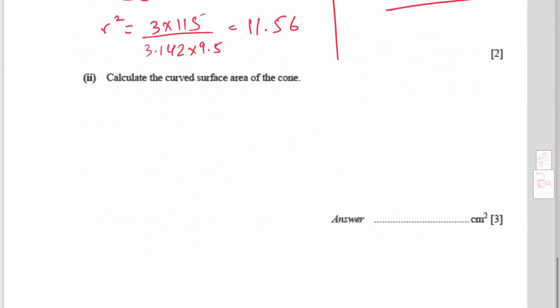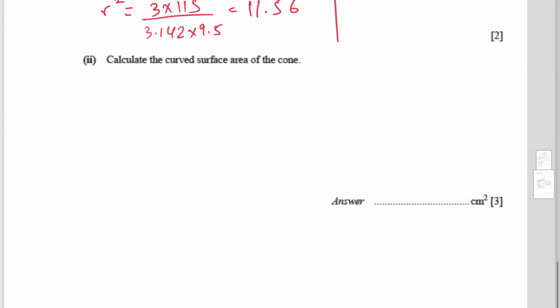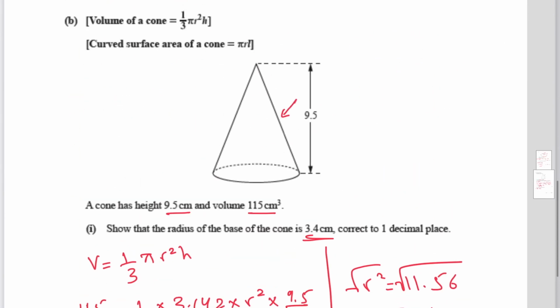Okay, let's move on. Calculate the curved surface area of the cone. So the curved surface area, CSA, can be found by the formula pi times r times L. L is the slant height. This height over here would be called L. If you're given the height of this cone, which in this case is 9.5, and the radius of this cone is 3.4.